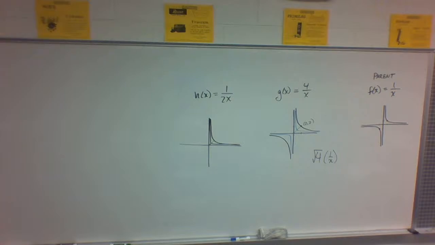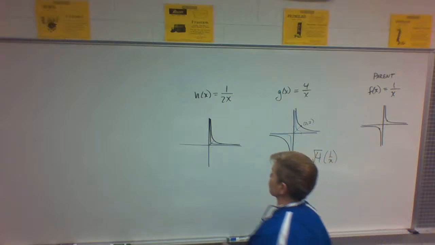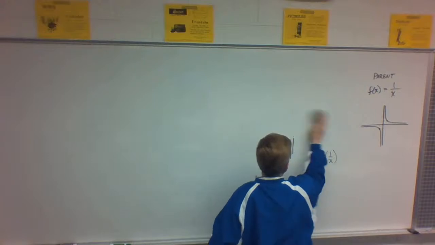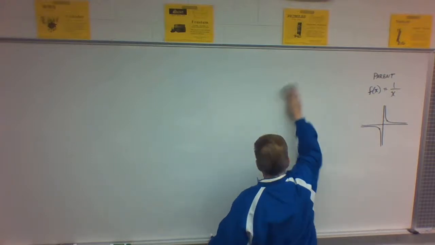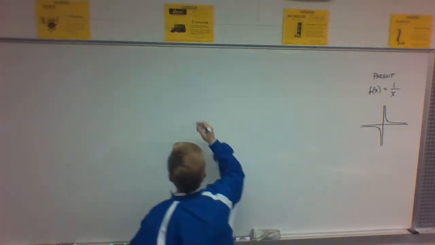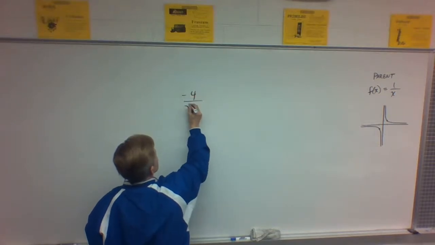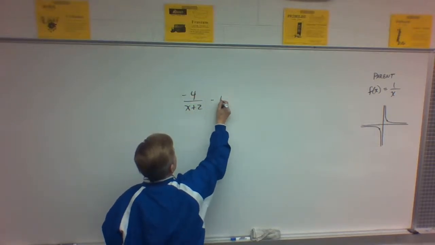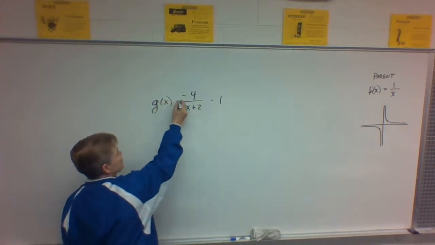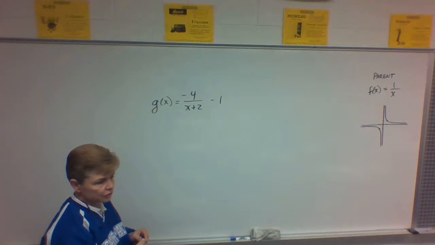Example 2. This has got a lot more transformations to it. But still, it shouldn't spook you because you guys are good at this. And it's because we've drilled and killed you on it. We won't take credit for it. You're really good at this. So here is one. It's got a lot of transformations from the parent, and it is -4 over x plus 2 and then -1. And we'll call this g of x. This is a daughter of that. Can you name the transformations?